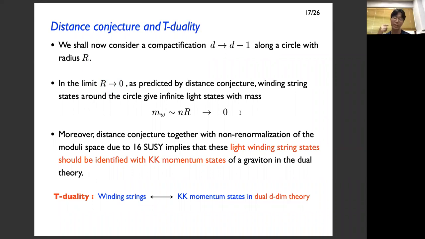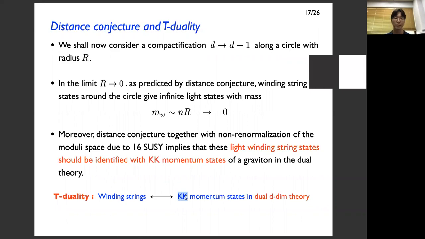We are taking the R to zero limit. Also, the moduli space of this theory with 16 supersymmetries is not renormalized, because 16 supersymmetries strongly constrain the moduli space. Together with this non-renormalization and the distance conjecture, we can say that this light winding state should be identified with the KK momentum state of the graviton in the dual theory. So the distance conjecture with 16 supersymmetries predicts T-duality, which exchanges winding string states wrapping the circle and the KK momentum states in the dual D-dimensional theory.